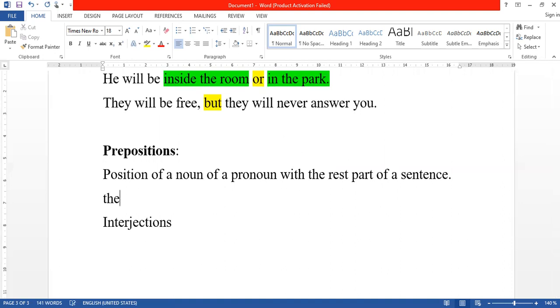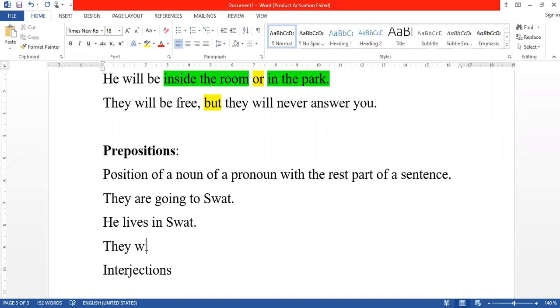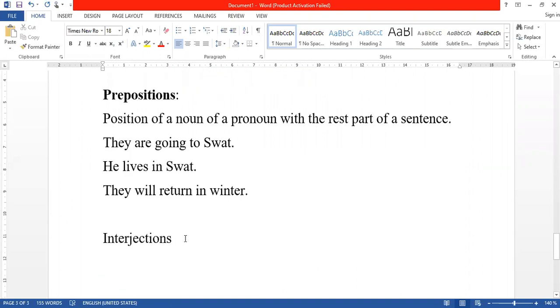For example, they are going to Swat. This is direction. He lives in Swat, place wise, and they will return in winter. This is time wise, right? So in, on, to, by, with, all of these are prepositions, okay?